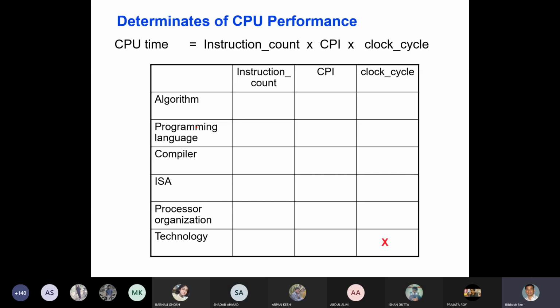Clock cycle is fully technology dependent. Processor organization will help you to find the effective clock cycles per instruction, and it also depends on the hardware. ISA, the instruction set architecture: if you are using a CISC style instruction format for a particular program, the number of instructions will be very less, and if you use RISC, the number of instructions will be more.